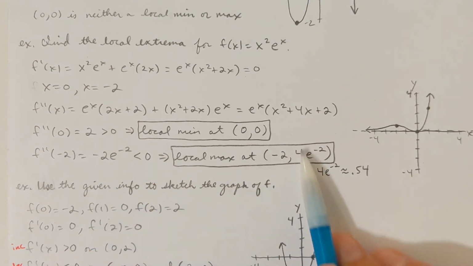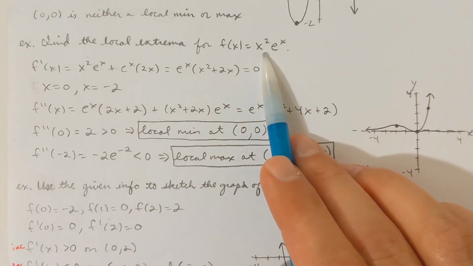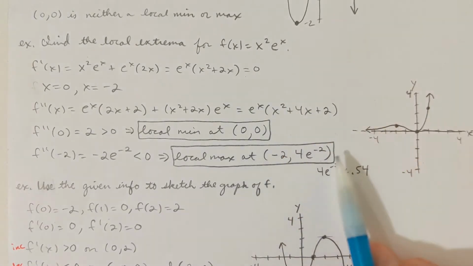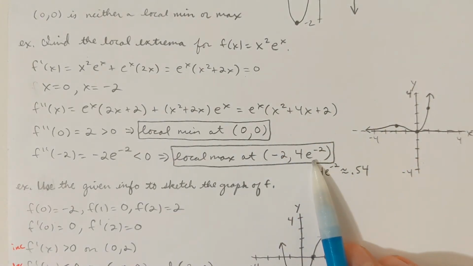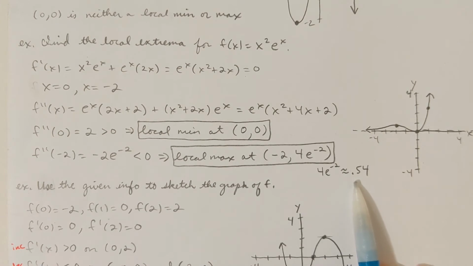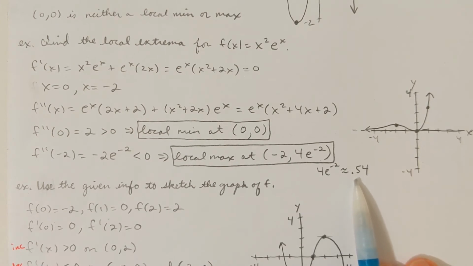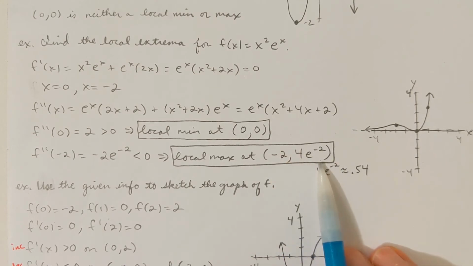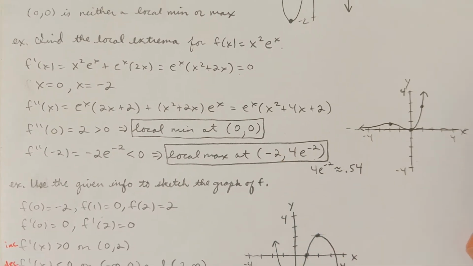If x is negative 2 and you plug that into the function, negative 2 squared is 4 times e to the negative second. Okay, 4e to the negative second, if you were to go to the calculator and type that in, I was getting roughly 0.54. And yeah, so that point there, that's going to be a local max on the graph.